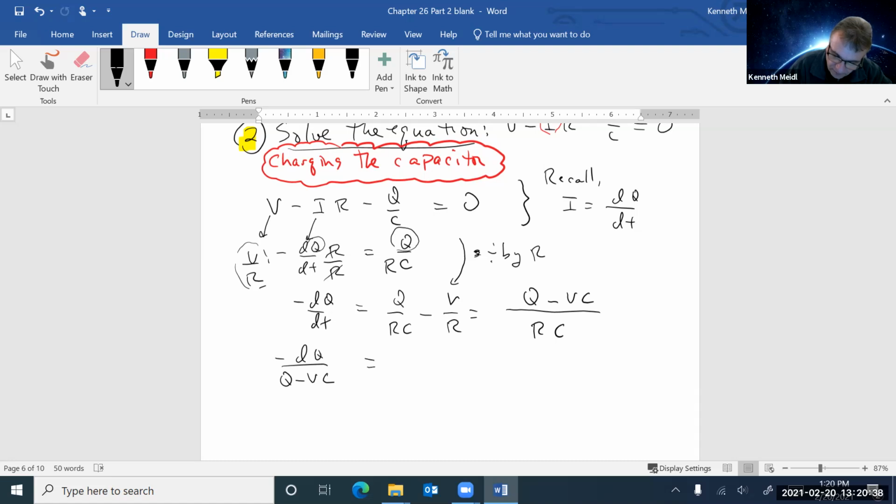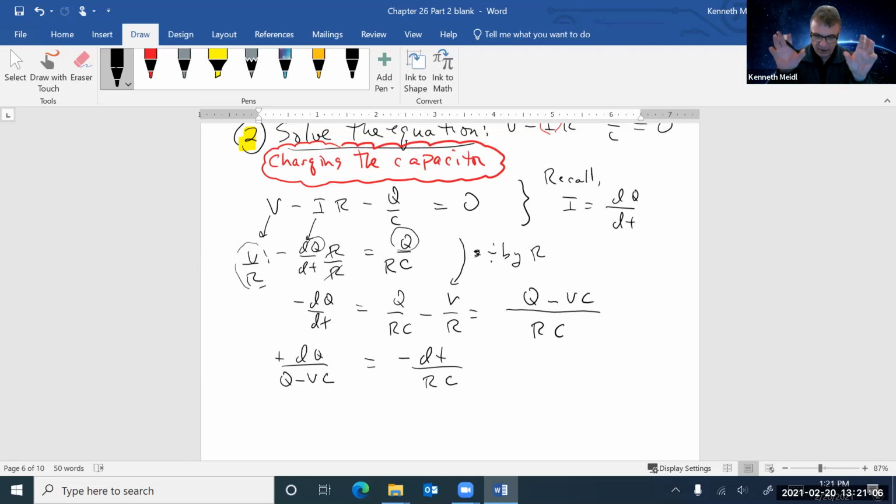And I'm going to multiply both sides by dt. And then on the bottom of that, I've got RC here. Okay, so I've got something like that. Okay, so this minus sign that's floating around here, it's probably traditional to put it on this side. So I'll just divide both sides by -1 and get rid of that there.